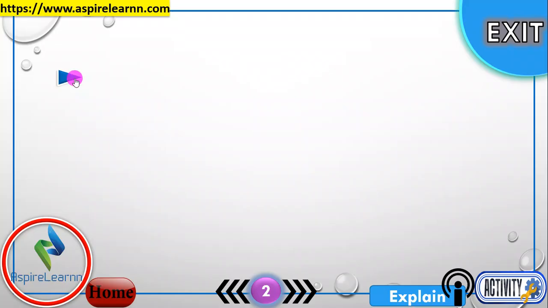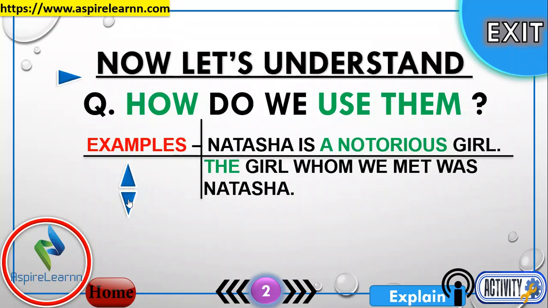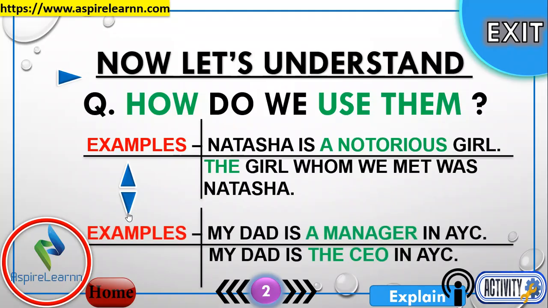The use of articles a, an, and the with examples. Key takeaways: using a or an for general references. Natasha is a notorious girl. Here, a is used because notorious girl is a general description, not a specific one. My dad is a manager in AYC. The article a is used because manager is a common role and it does not specify a unique position.